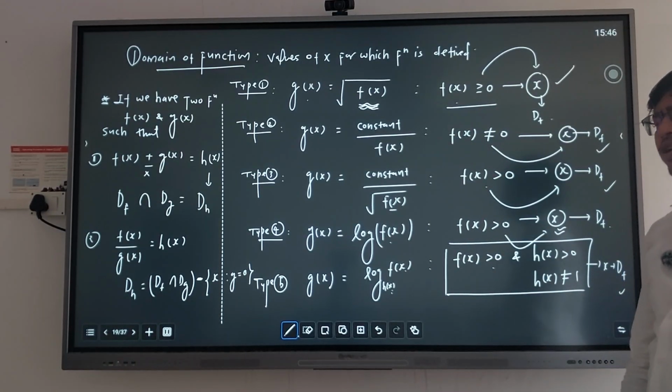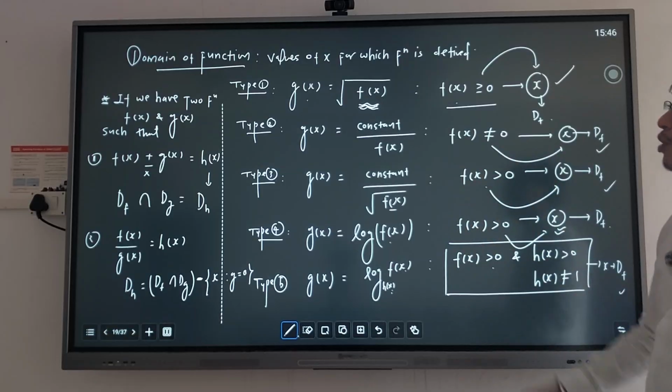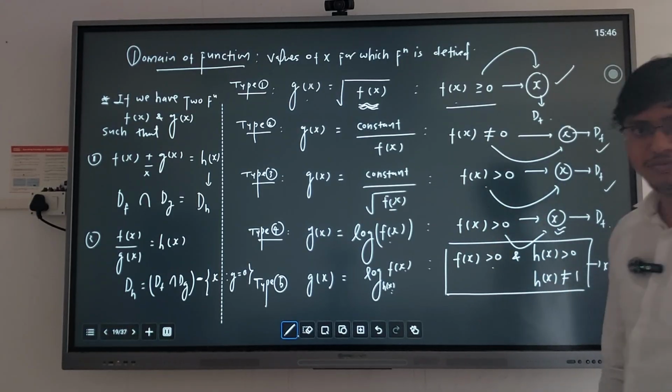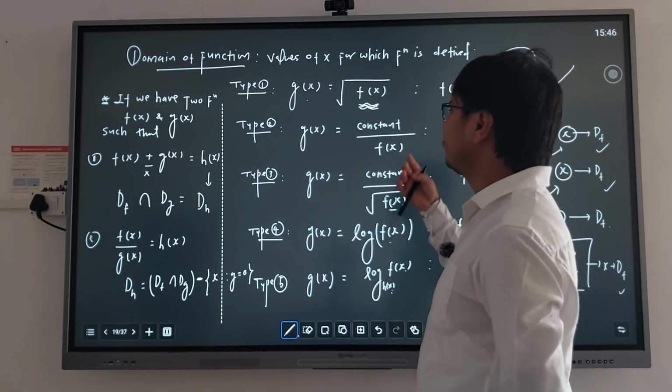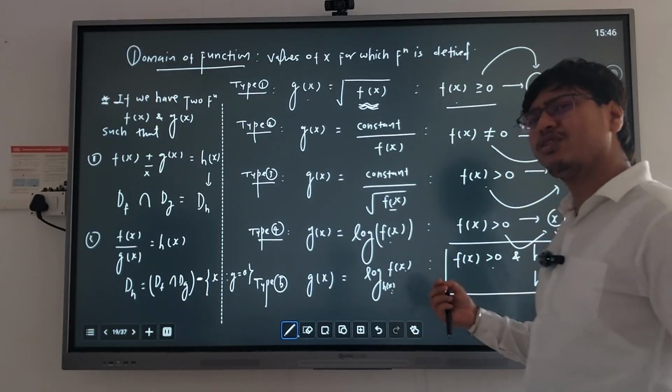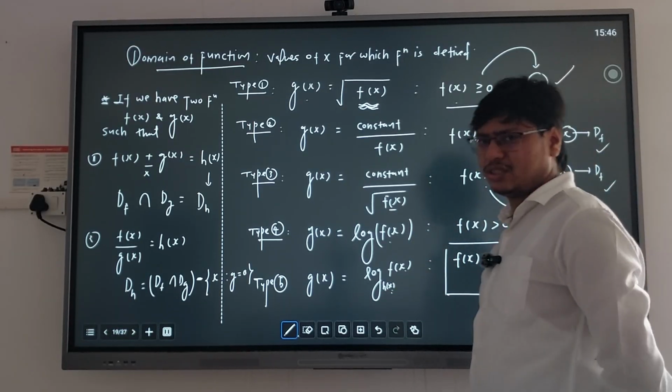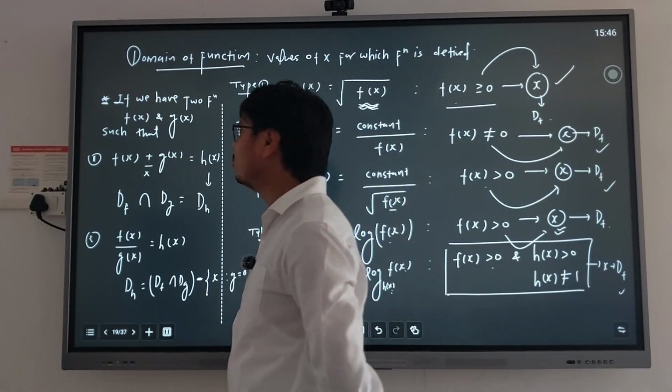All these conditions and expressions are very important from the board point of view as well as the JEE point of view. In JEE, many questions are created on this type of expression.